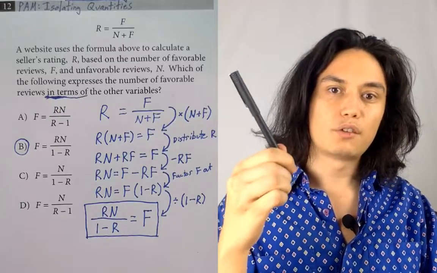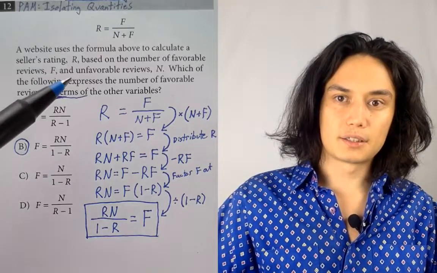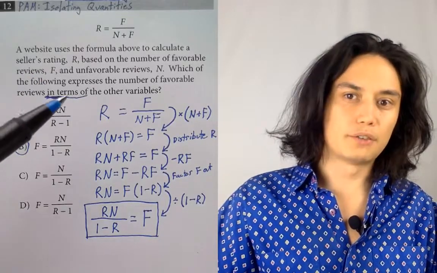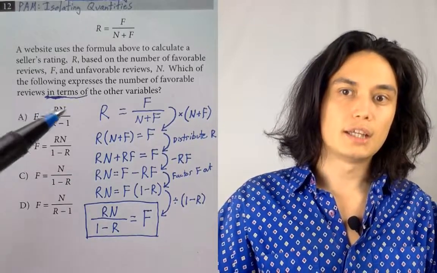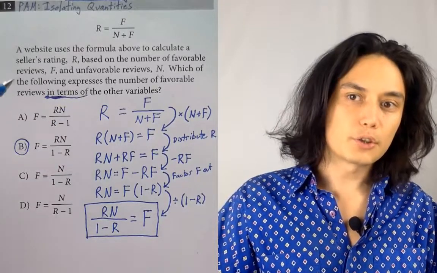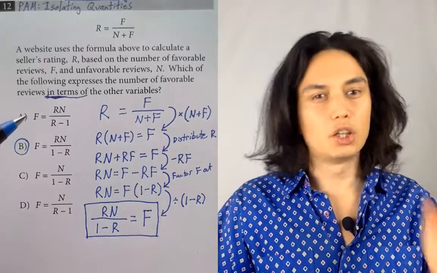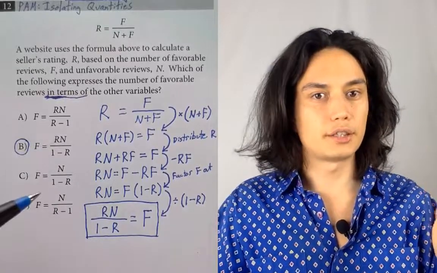They're saying, which of these equations expresses the number of favorable reviews, which is f, in terms of, and this "in terms of" is the common phrase they almost always use in these isolating quantities questions, in terms of the other variables. Here they're just saying, which of these equations takes f and puts it alone by itself and throws all the other stuff in the equation on the other side.